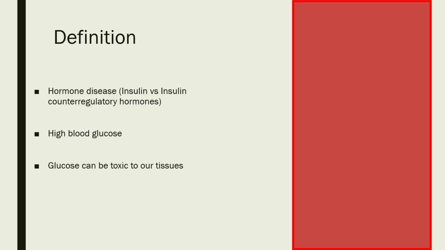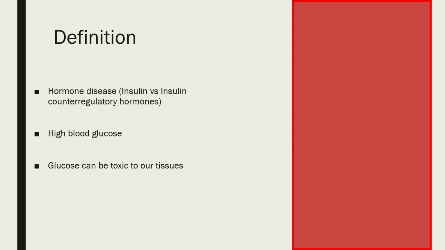So the definition of diabetes: it's a hormone disease where, of course, insulin, you may have heard of it previously, is not properly functioning. It can be alone, an insulin deficiency, or more frequently, it's a battle between insulin and insulin counterregulatory hormones that we are going to discuss further down the road. This hormone disease will cause, or one of the main manifestations is, high blood glucose.